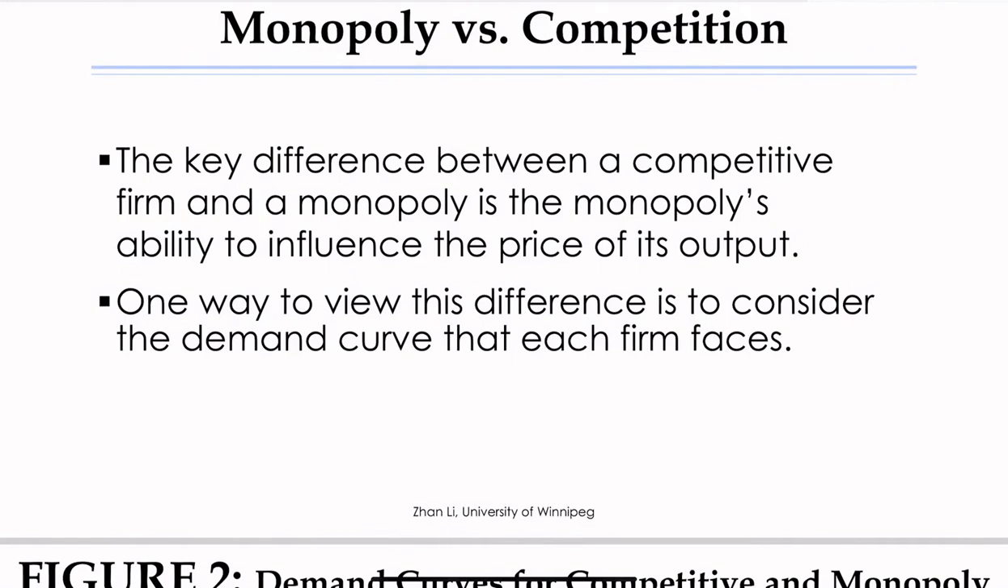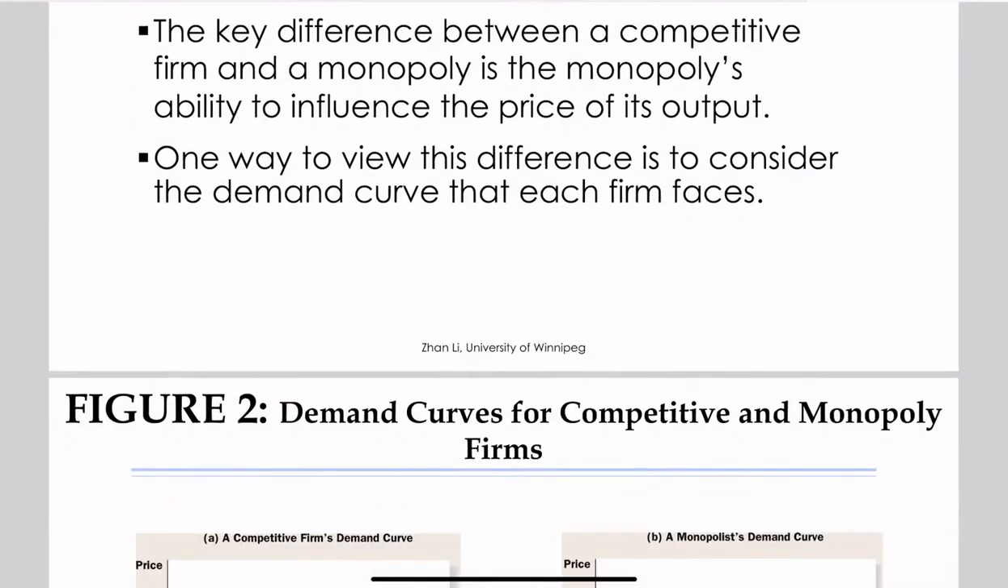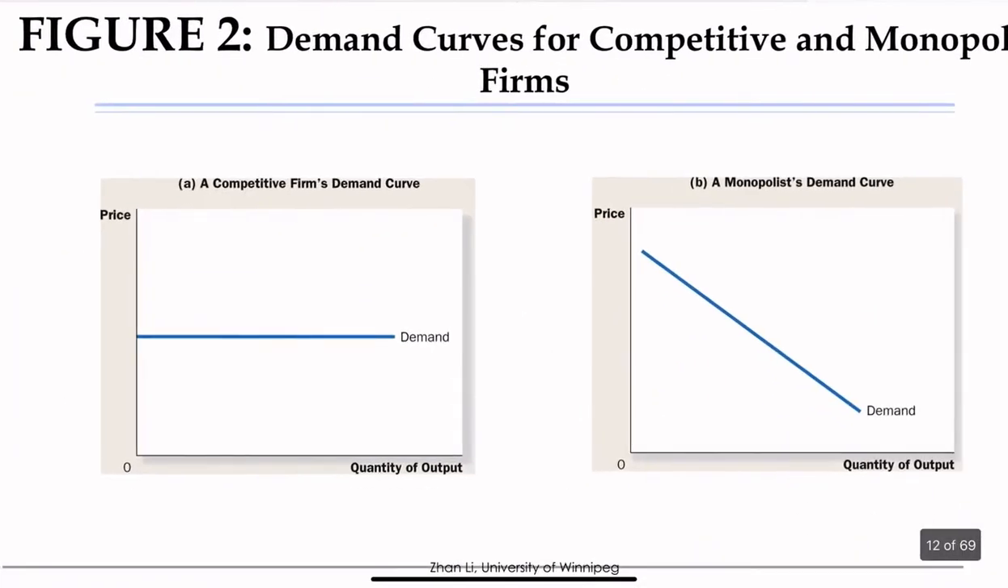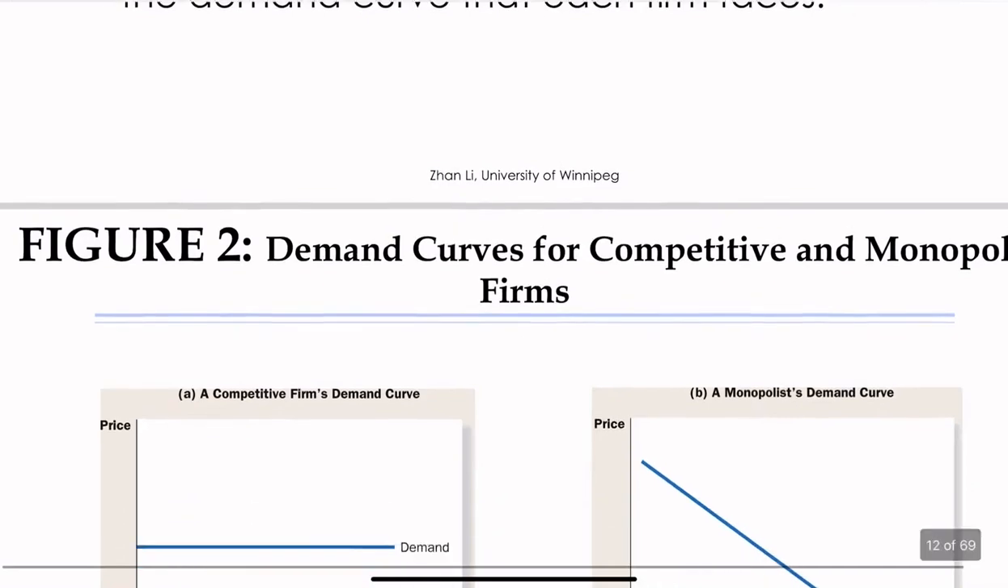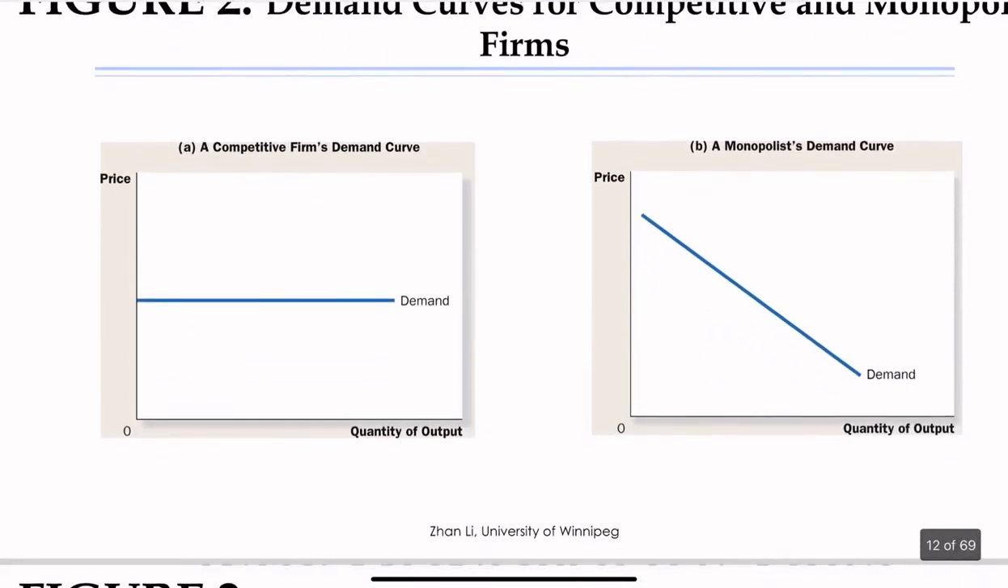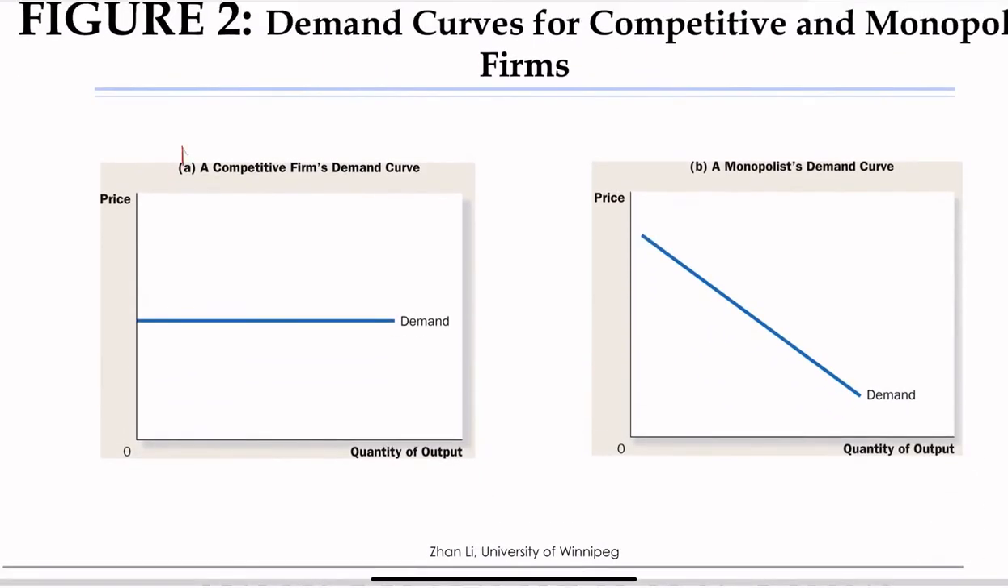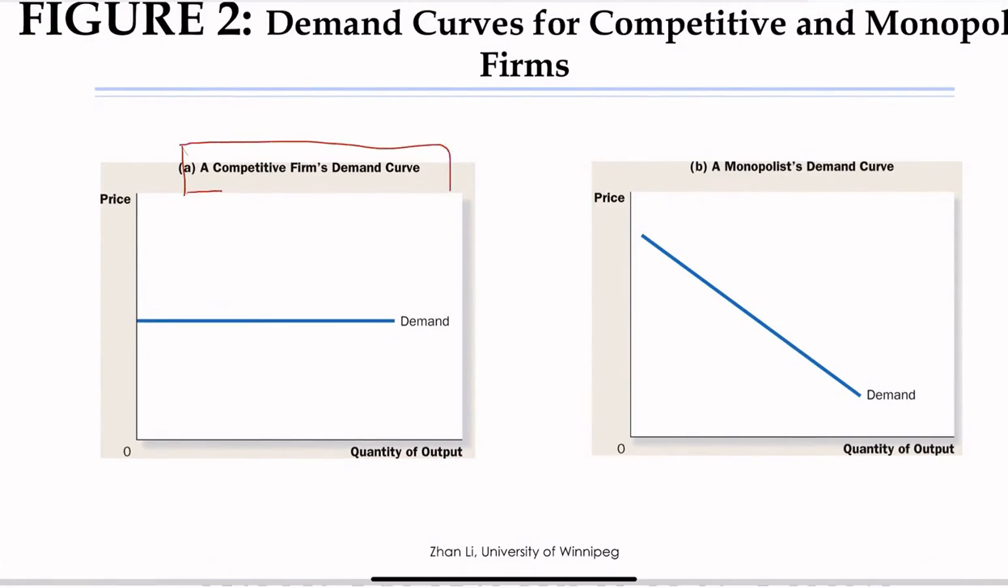Now, why do we get this result? Well, we can also think about this from the perspective of demand curves. So now let's think about the demand curve that each firm faces. We're not talking about the market demand curve. We're talking about the demand curve faced by each firm. Now, on the left-hand side, we have the demand curve faced by a competitive firm.